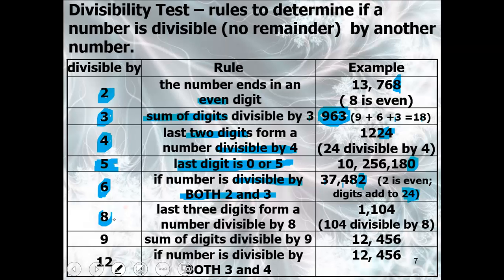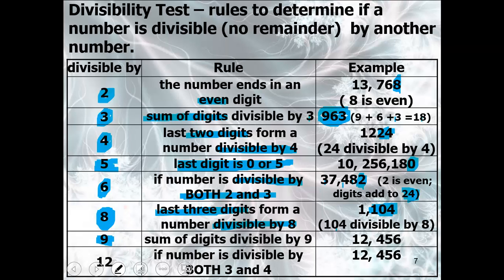All right? The divisibility rule, a number is divisible by 8 if the last 3 digits form a number that's divisible by 8. So 1,104, I'm going to concentrate on 104. If 104 is divisible by 8, then 1,104 is divisible by 8. And this number it goes in 13 times. So this number, 1,104, is divisible by 8. And it's actually 138.